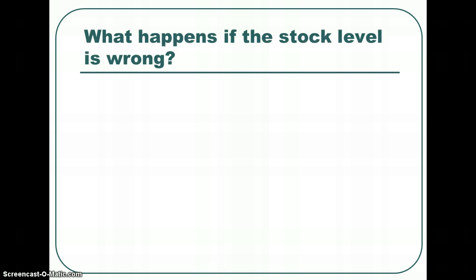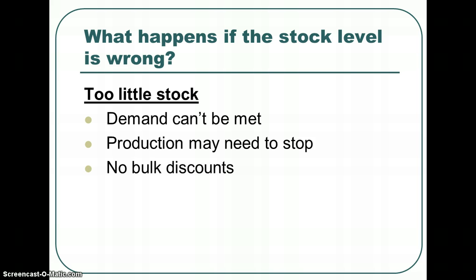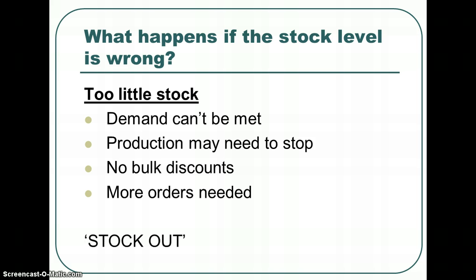So what happens if you get the stock levels wrong? Well, if we have too little stock, you can't meet demand. Production might need to stop if we're talking about raw materials. You might lose discounts because you can't buy in big orders, and you'll probably need lots more orders to bring that stock up to level. And we end up with what we call a stock out, i.e. you don't have the stock to sell to your customers.